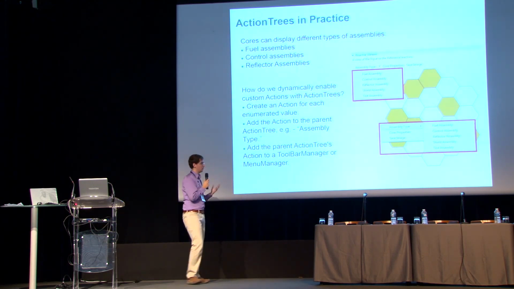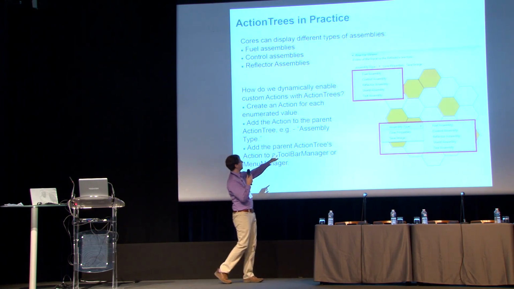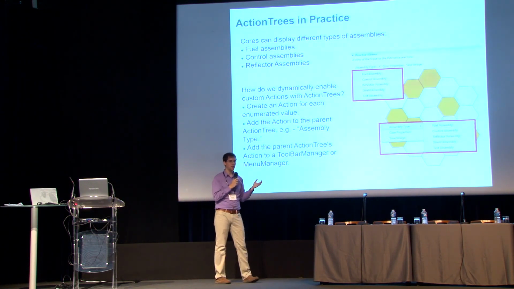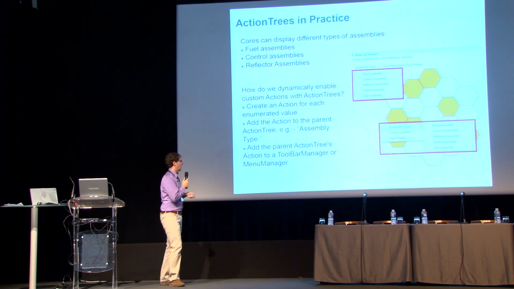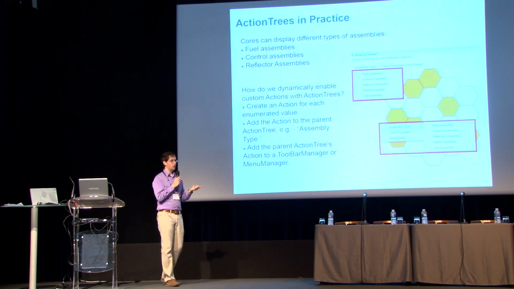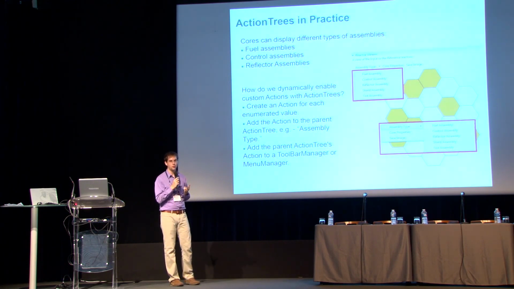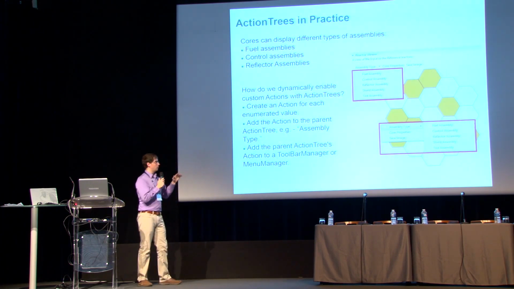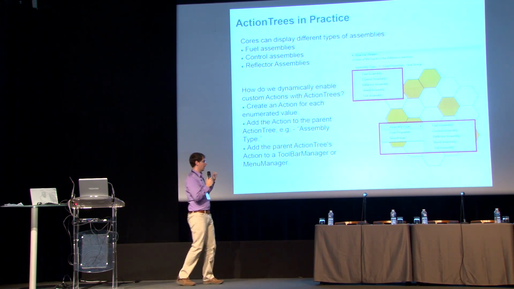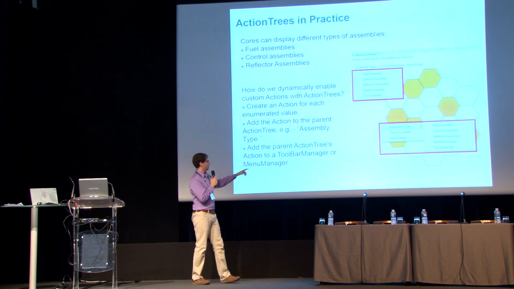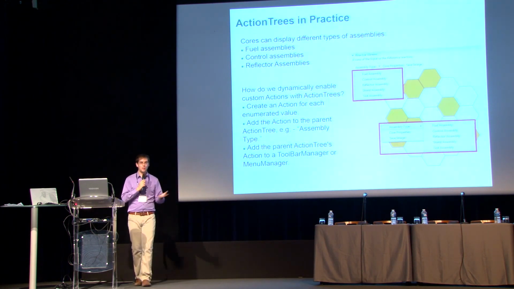So in this case, we really took advantage of the action tree. We have 5 different types of assemblies, and these are all specified in an enumeration in our code. The really cool thing about action trees is that you create one tree, pass in the assembly type as a string, then loop over the values of the enum. As you loop, you take the value, create a new action, and add it as a child to that assembly type action tree. Then you add the root node to the menu manager, and you've got it.